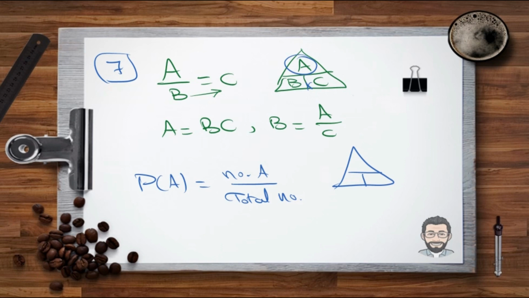I'm going to put at the top number of events, and here the probability of A, and here the total. Now what we're going to do, we're going to use it.